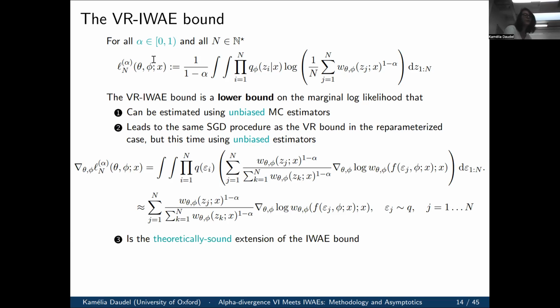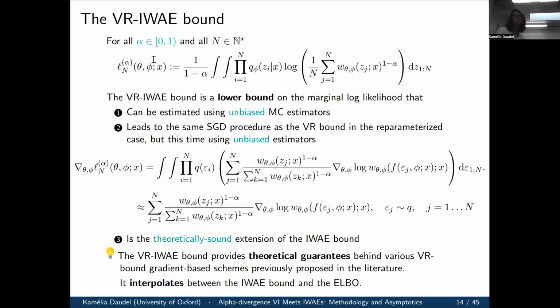And lastly, this was the surprising part from before, where I said it's a bit weird what goes on with alpha equals 0. Well, now we have the theoretically sound extension of the EY bound, because if I look at alpha equals 0, my objective function is the EY bound. And the stochastic gradient descent is the one that corresponds to stochastic gradient descent on the EY bound.